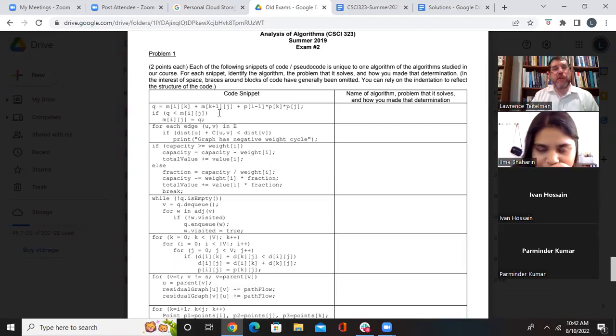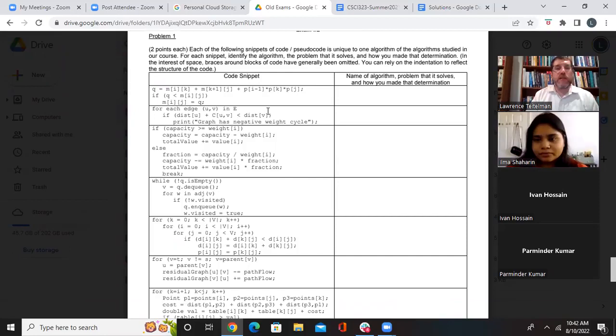That's matrix chain multiplication, right? We're saying what is the cost of the chain from I to K, the cost of the chain from K plus 1 to J, and then the cost of multiplying the result of that chain with the other chain. All right, this one here, anyone recognize that? Bellman-Ford. Bellman-Ford is one that checks for negative weight cycles. It can handle negative weight edges. Dijkstra can't even handle negative weight edges, right?